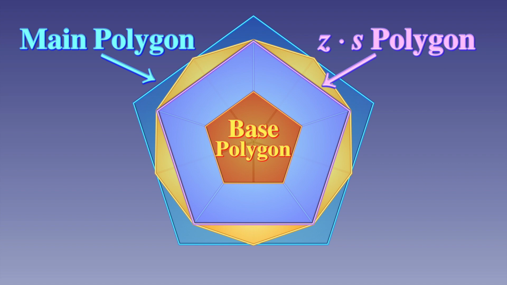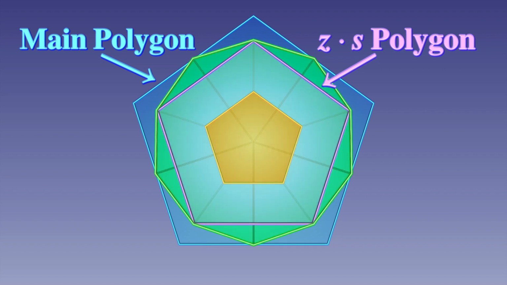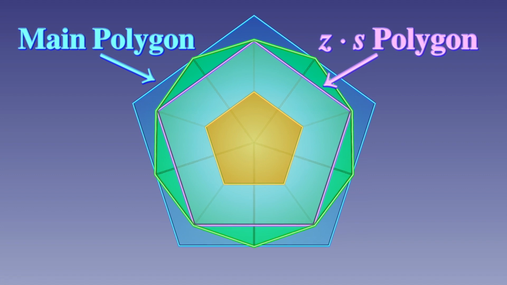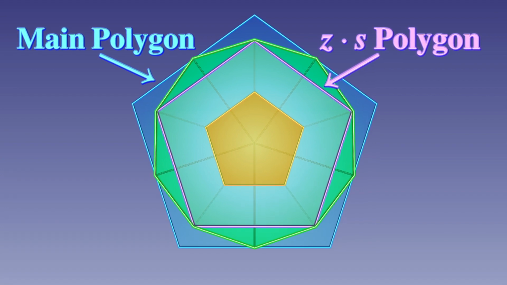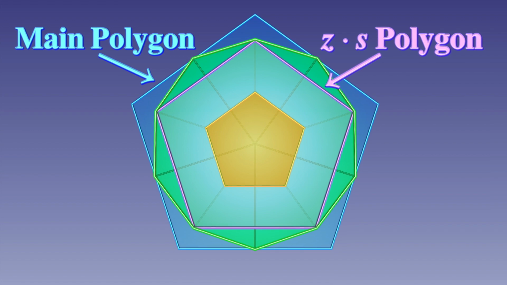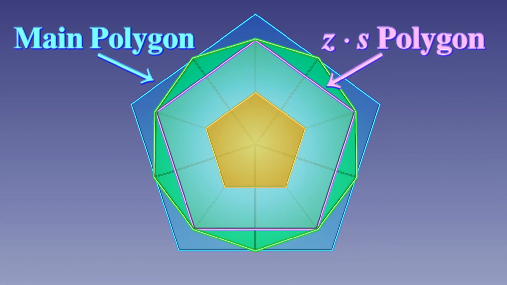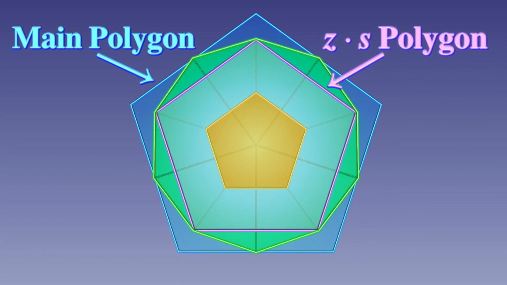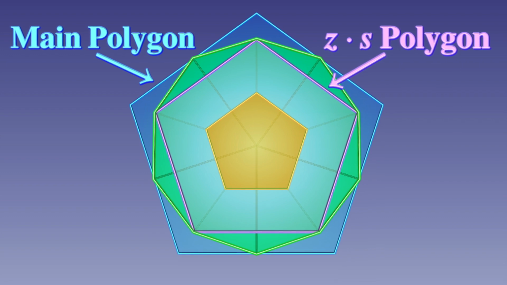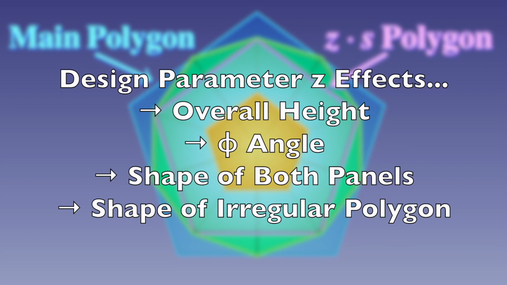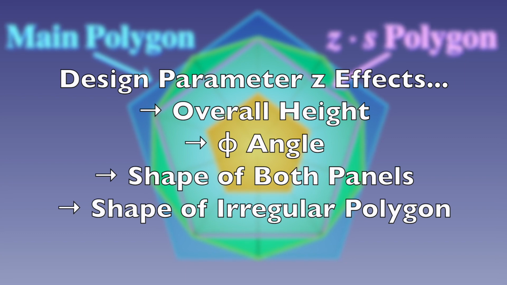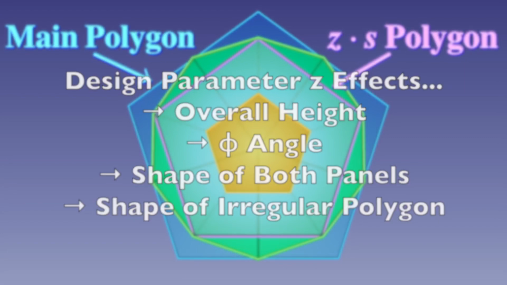Here we can also see that the shape of this model from the top view actually resembles an irregular polygon with sides numbering twice that of the chosen n value. This polygon has sides spanning from the midpoint of the sides of the s polygon to the points of the z times s polygon, and is created by the triangular tips of the base panels. Varying the z factor impacts the overall shape of the model, including the height and shape of the roof section in conjunction with the chosen theta value.